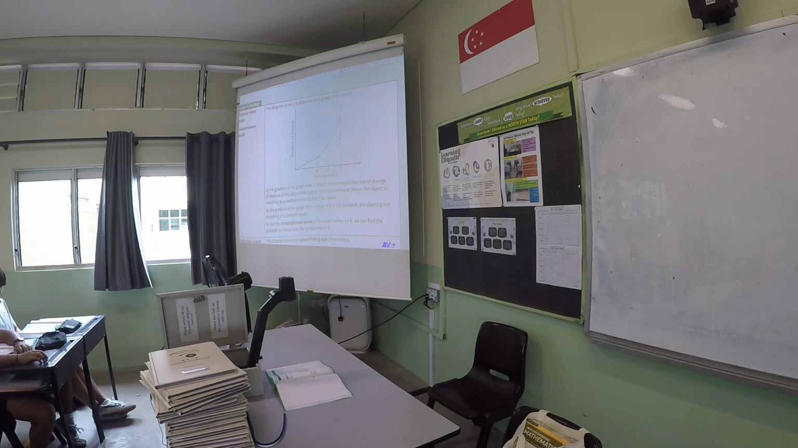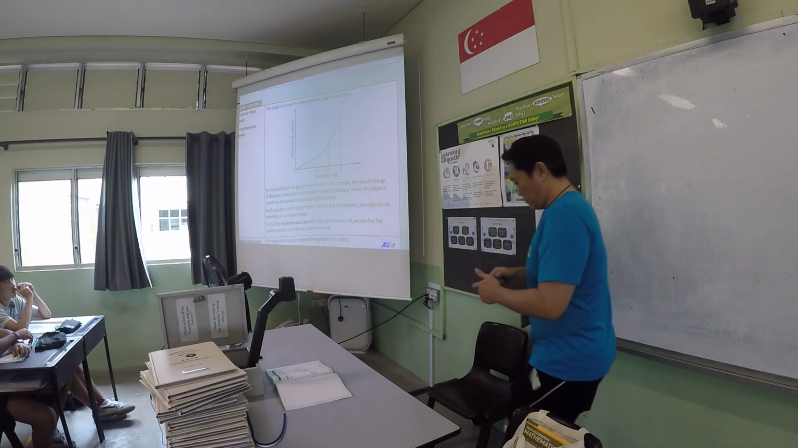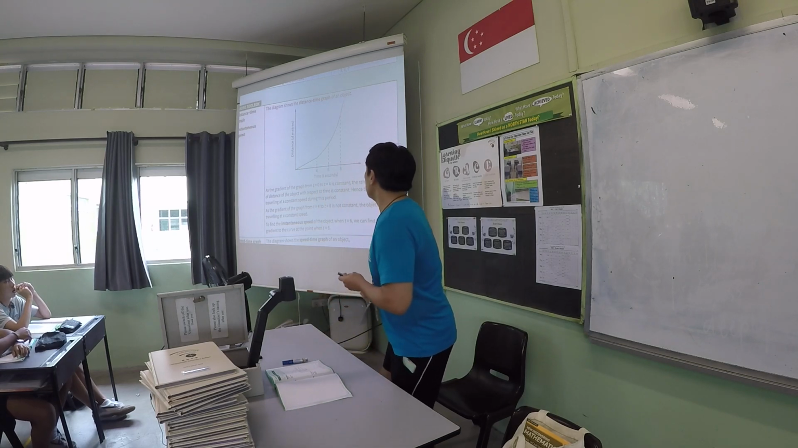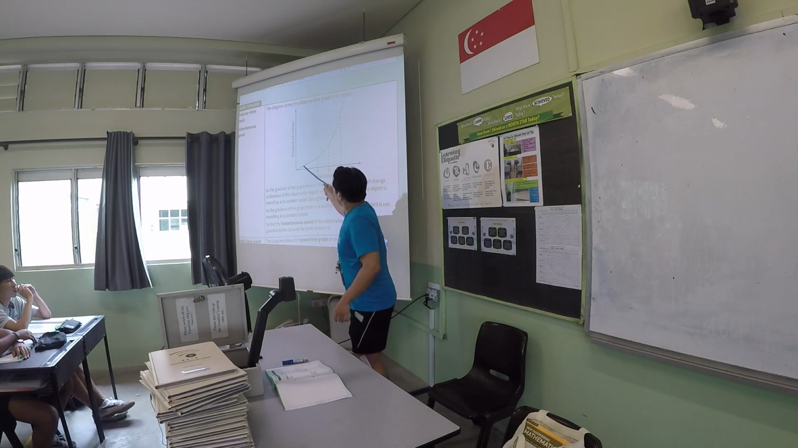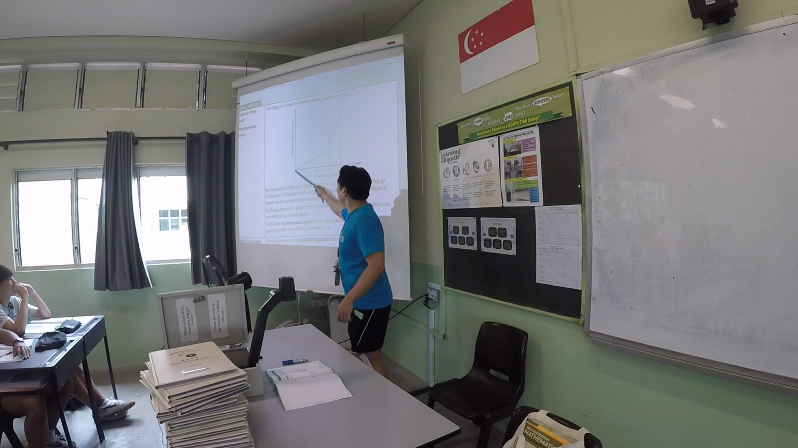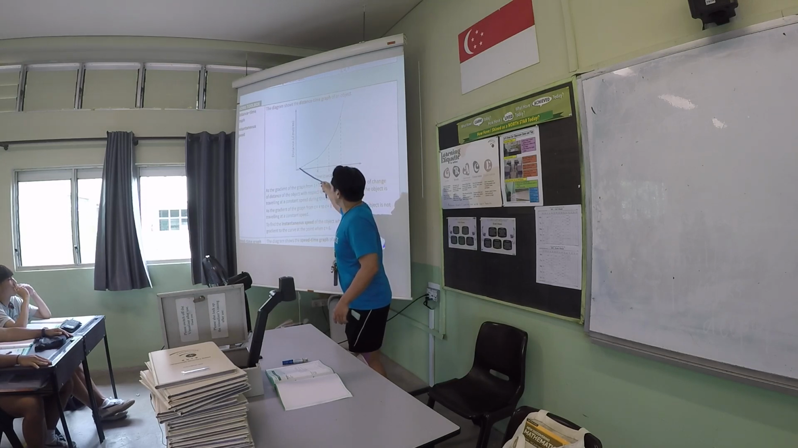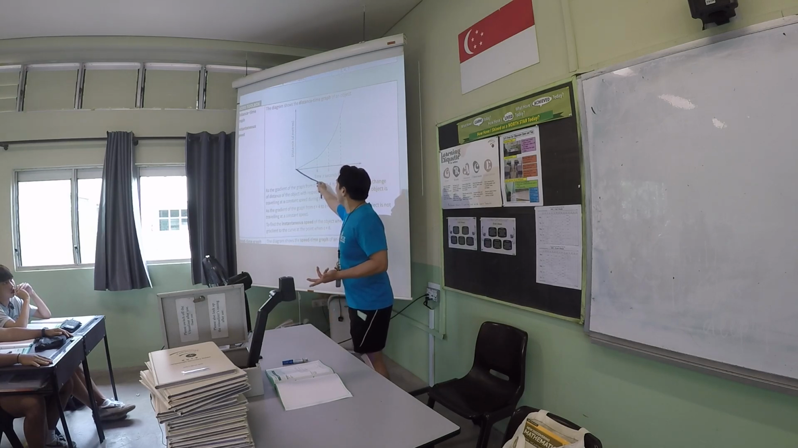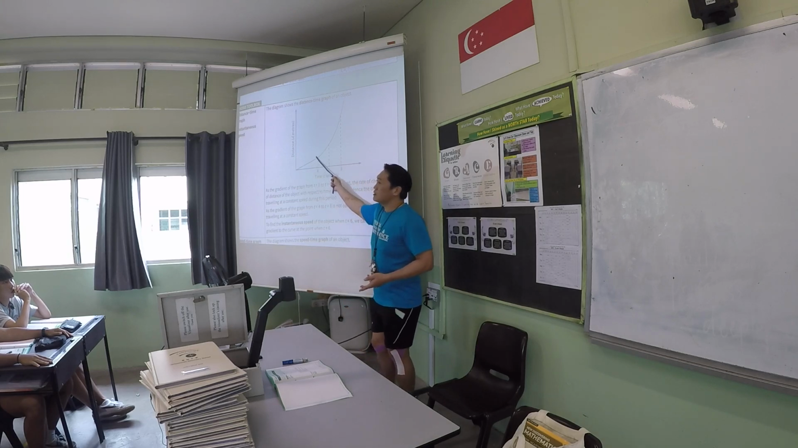If we go back to what you all have learned in Sec 1, what is distance divided by time? Yeah. Okay? So the gradient of a distance time graph is speed. Okay? So if we look at this graph, this part is a straight line. For a straight line, the gradient at every point is the same. Meaning, it also means to say, this person is traveling with a constant speed, same gradient, same speed, from 0 to 4 seconds.